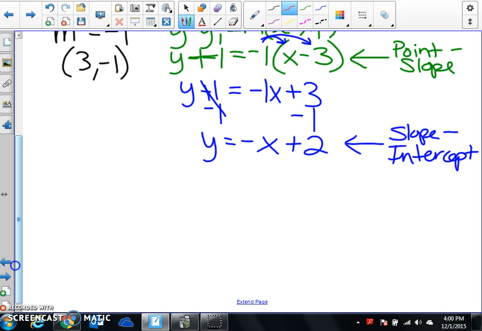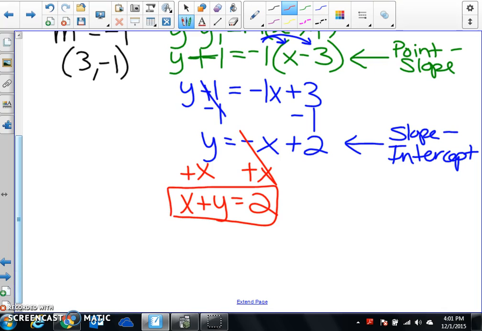To convert into standard, I need my x on the other side, so I add x. Those go away. X plus y equals 2. Before I go, is my x positive? Yes. Do I have any fractions? No. So I'm good. This is standard form.